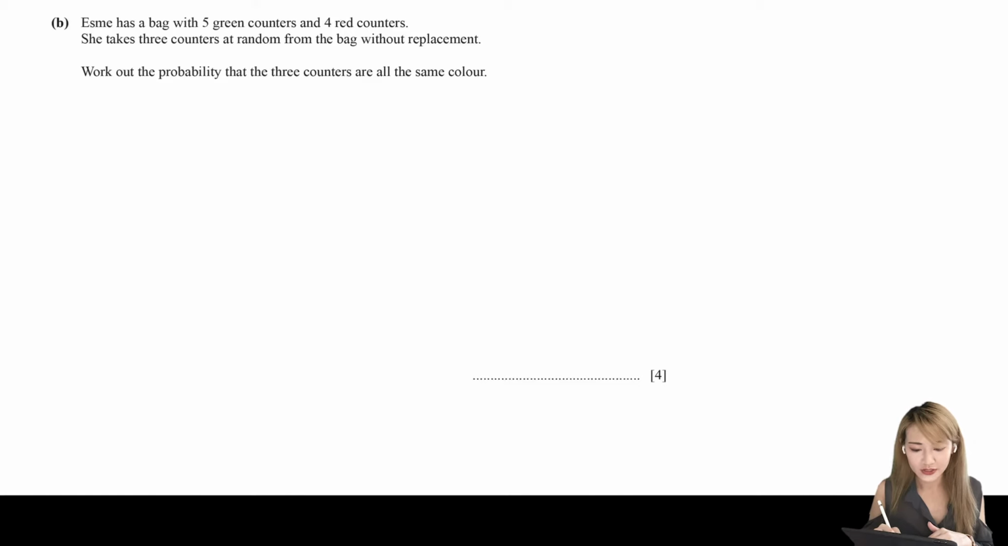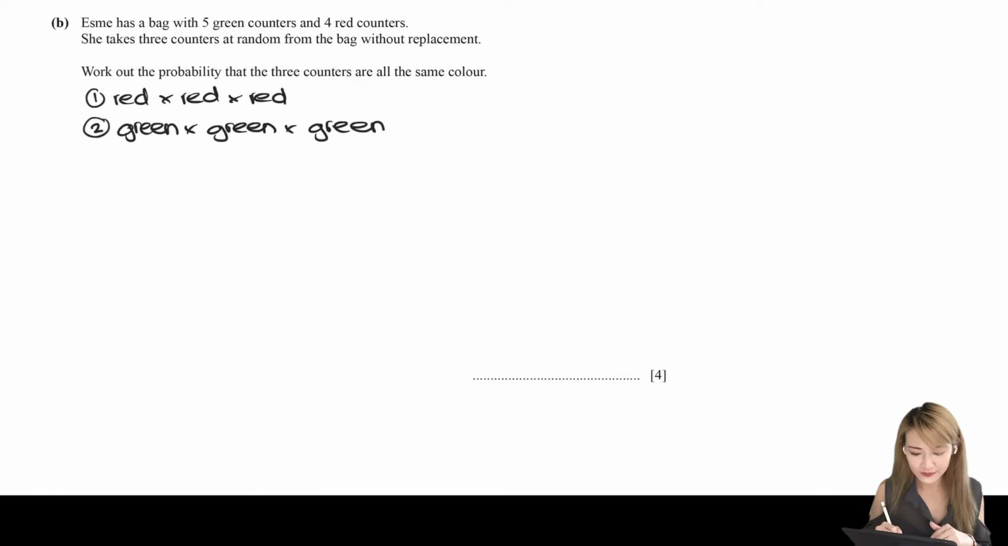Since there are only 2 colors of counters in the bag, the probability that she takes 3 counters that are all the same color would be the probability that she takes red, red, red, or green, green, green from the bag. And we can add these 2 probabilities. So we have 5 green counters and 4 red counters. So the bag looks like this.